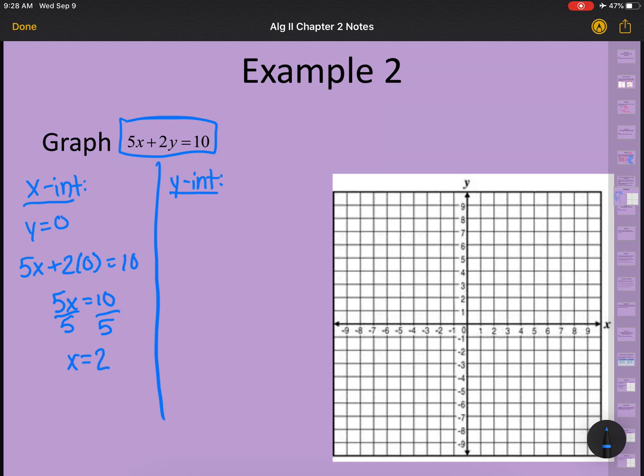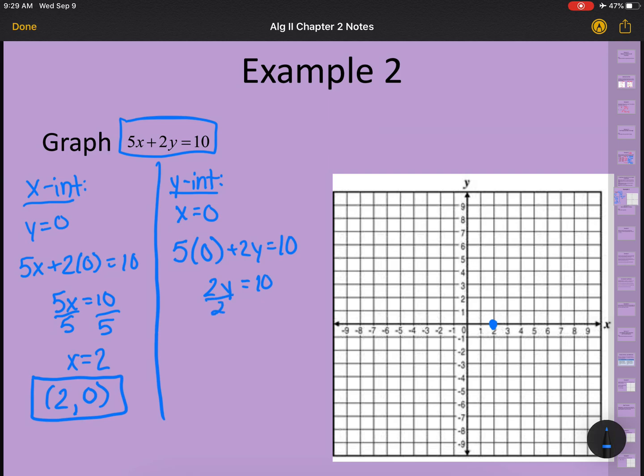But I want this as a point because these are intercepts on the graph. If I make this a point, the x value always goes first. So that's 2, and then the y value we plugged in was 0. So 2, 0. That's our x-intercept. I can graph that. Now if we want the y-intercept, I'm plugging 0 in for x. So instead of 5x, it's 5 times 0 plus 2y, that stays the same, equals 10. 5 times 0, that's 0, it goes away. So I'm left with 2y equals 10.